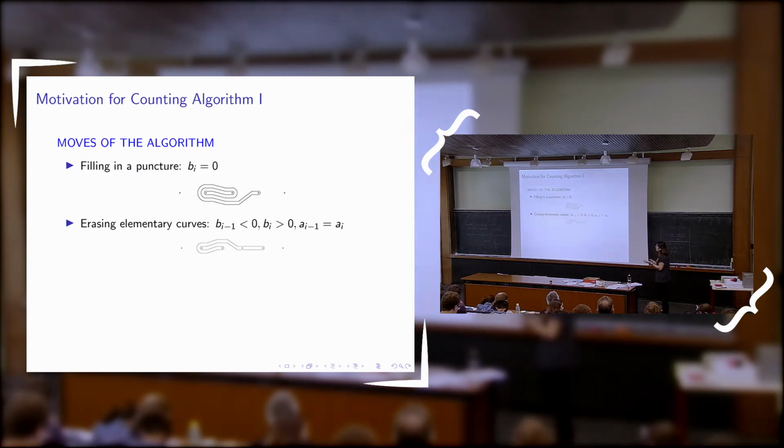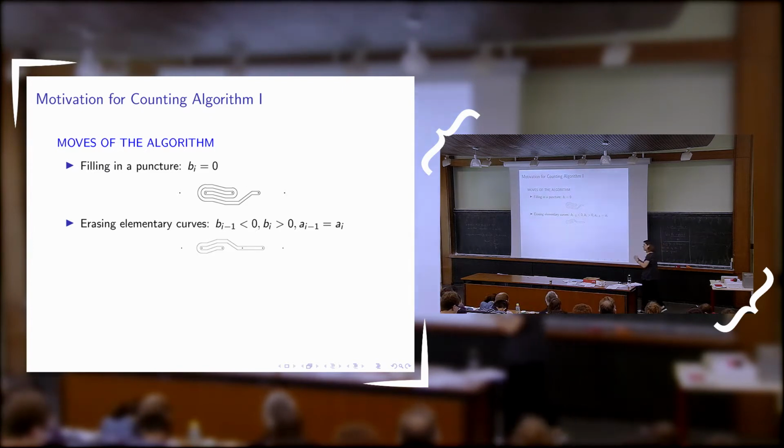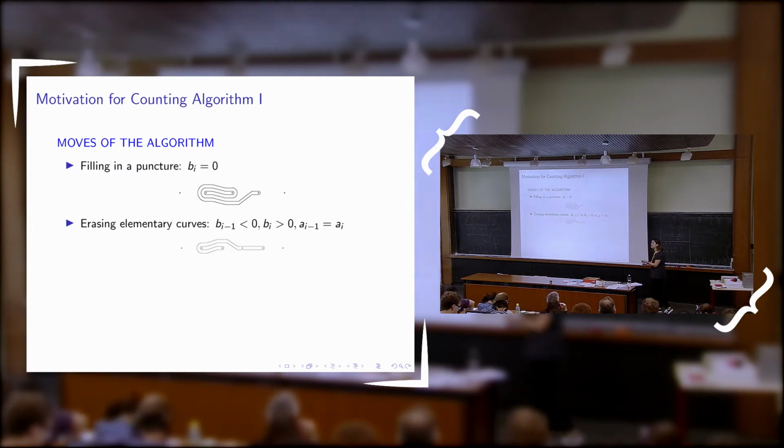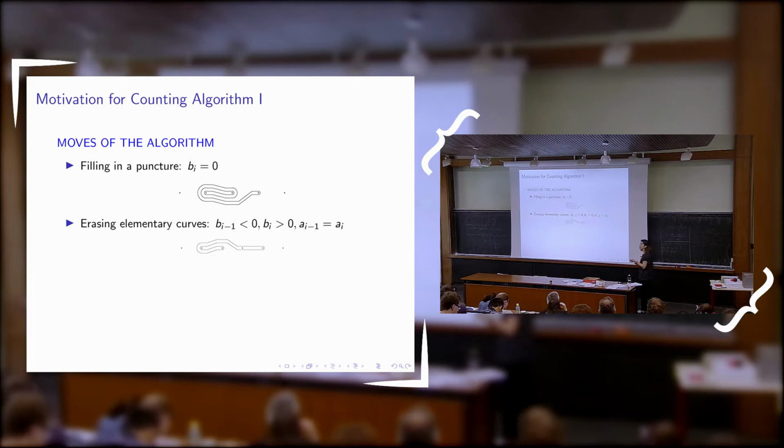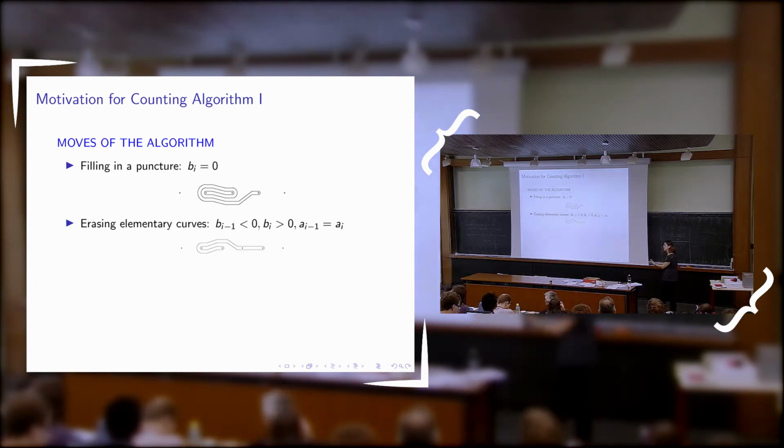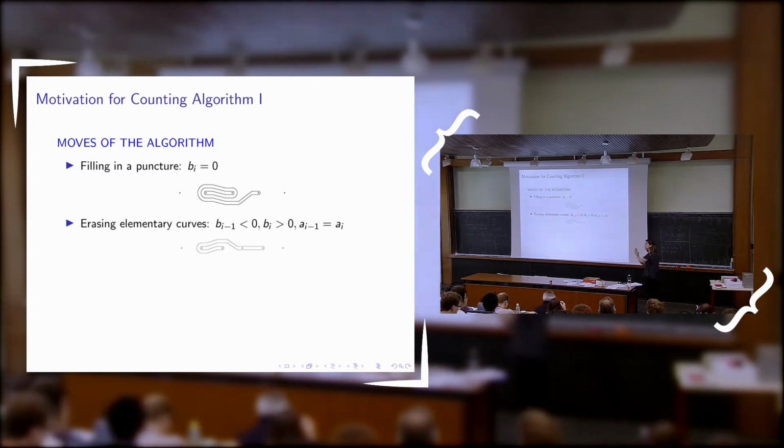So in terms of Dynnikov coordinates, what happens? Nothing happens to the AI coordinates, because elementary curves do not contribute to them, since the AI coordinate is just the difference between alpha 2I and alpha 2I minus 1. But it definitely contributes to the absolute values of the BI coordinates. So you have decreased the sum of BI coordinates by m, where m is the number of elementary curves. So this move decreases the sum of the absolute values of the Dynnikov coordinates. So there's some decrease in this move as well.